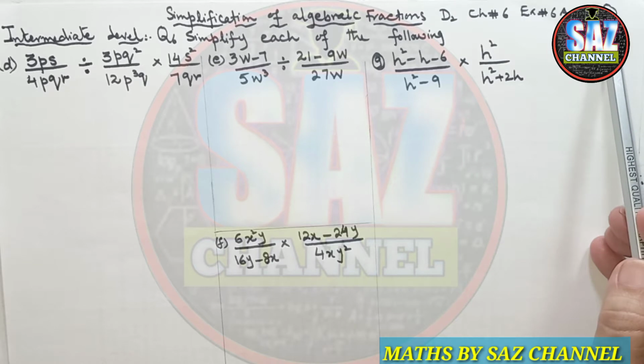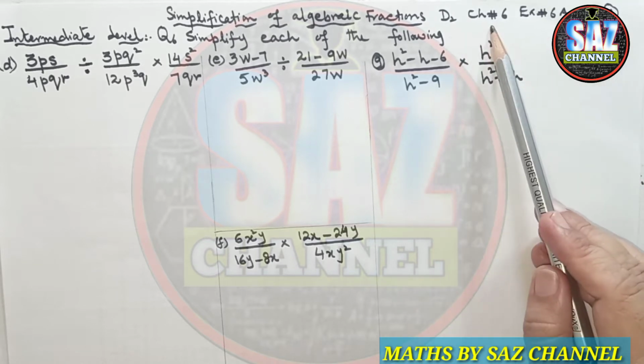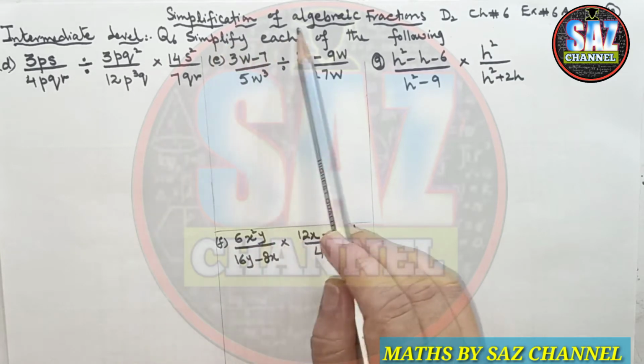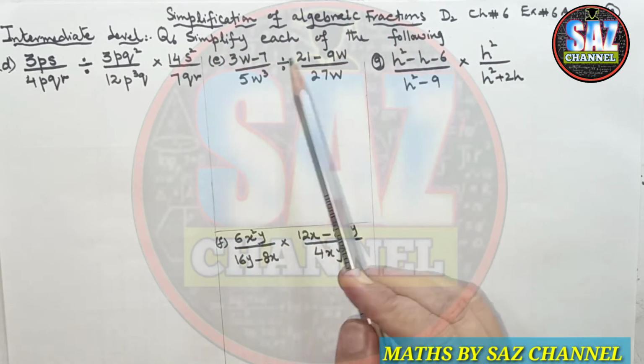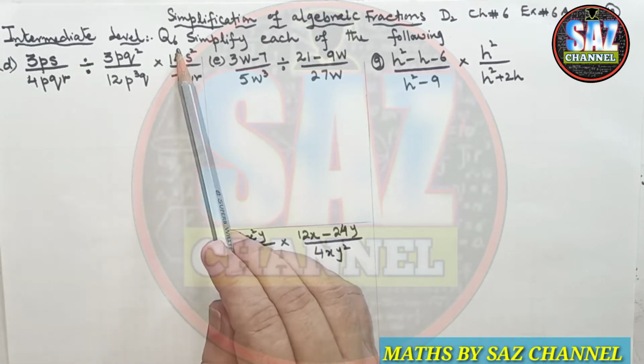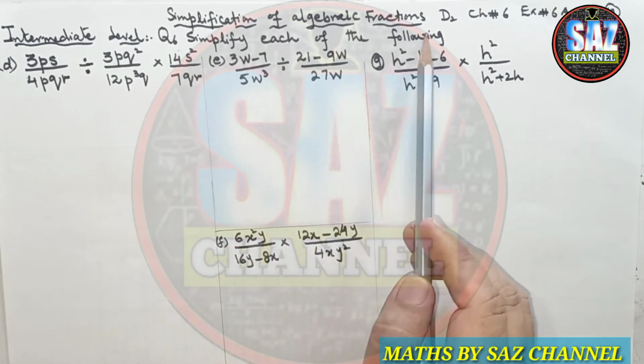This is my 10th lesson of D2 chapter number 6 exercise 6a, that is about simplification of algebraic fractions. In this lesson I will solve intermediate level question number 6 that says simplify each of the following.